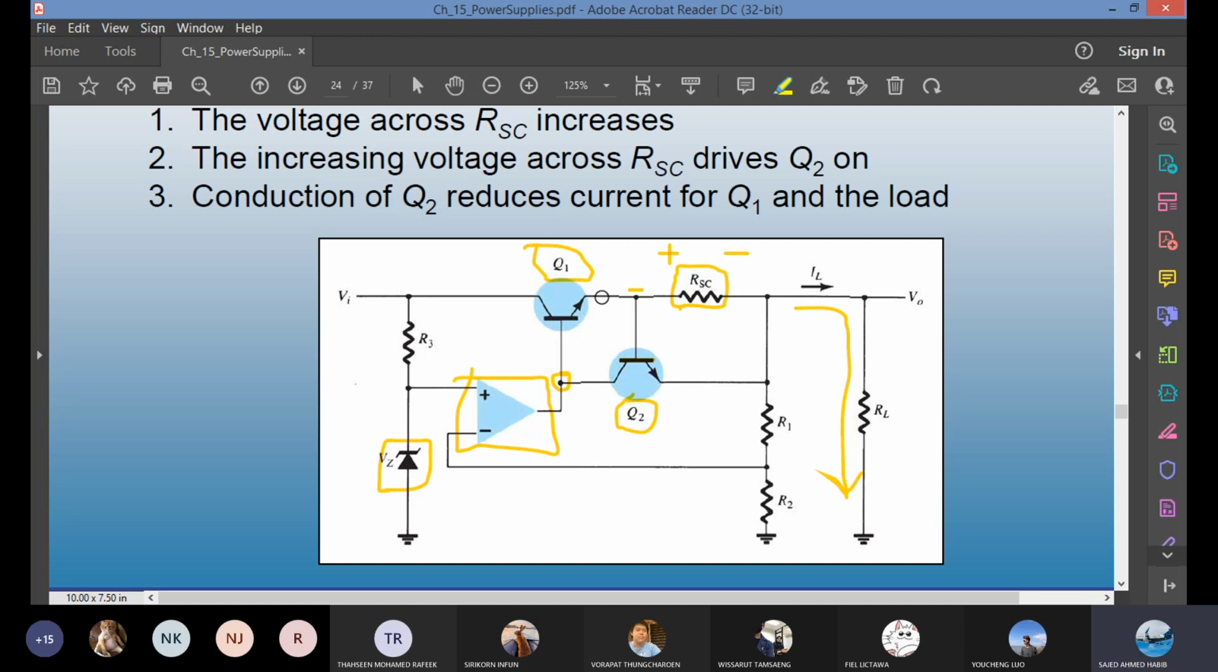IC1 will be beta times IB1. If IB1 decreases, IC1 is going to decrease. IE1, which is approximately the same as IC1, will also be decreasing. As a result, what happens? The current coming out of Q1 gets reduced. The current that passes here as IL gets reduced, which means the load current is now decreased. So the output voltage remains V out equals IL multiplied by RL.